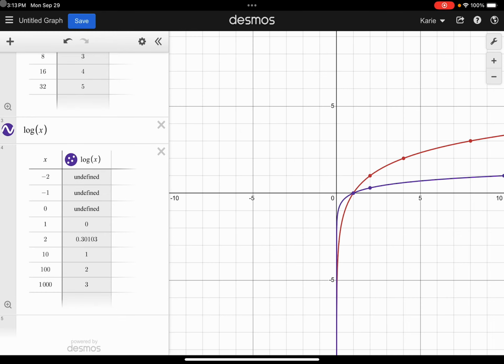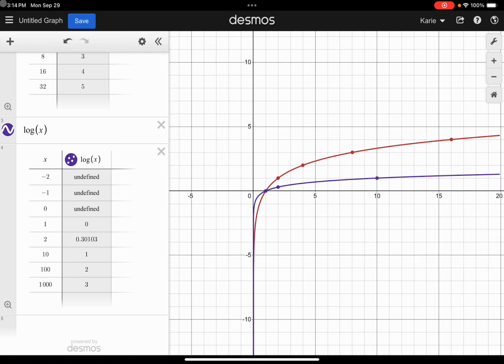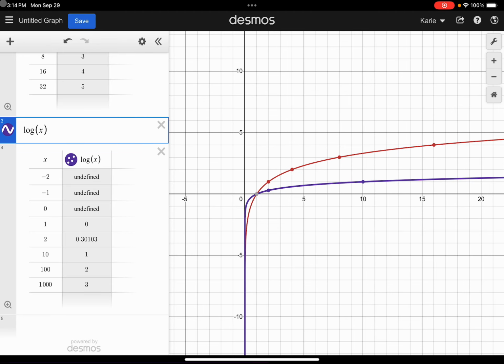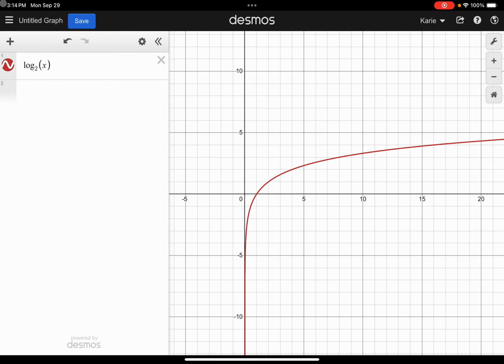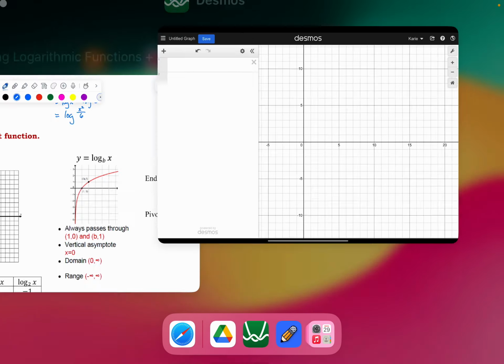I could scroll out and find it, but that's ridiculous. Let's go back to the home. So they have the same shape no matter what that base is, but the smaller the base is, the more realistic it is for us to plot points and graph them. Does that make sense? I hope so. Okay, so back to this problem.